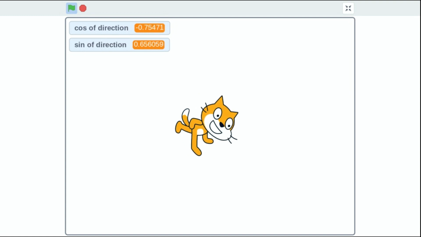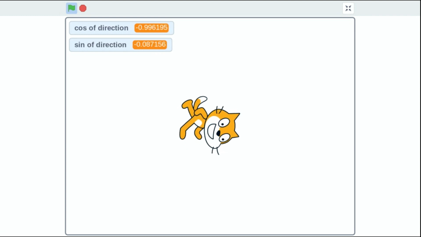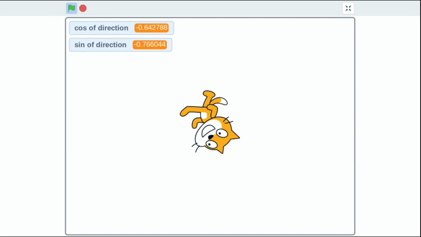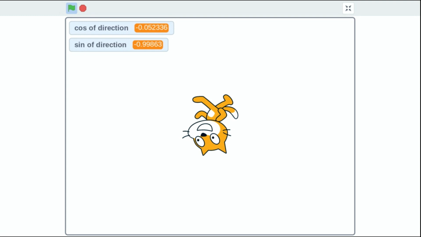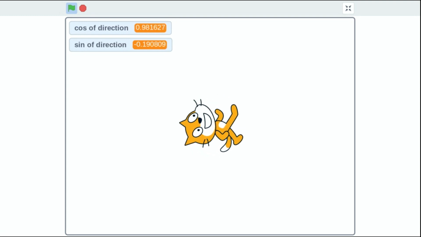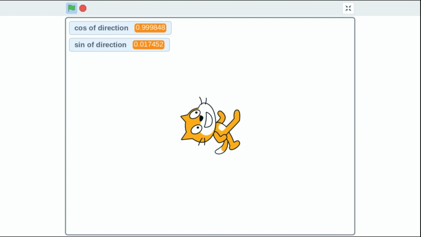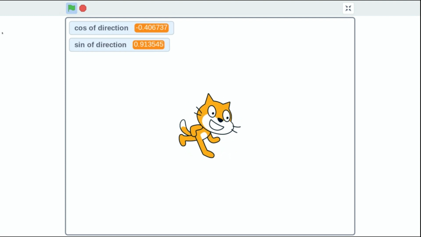As I start to point downwards, the cosine approaches -1. Interesting, and sine approaches 0. Continuing on, when we're facing left, sine approaches -1, cosine approaches 0, and then as we are pointing upwards, cosine approaches 1, and that is how that works.